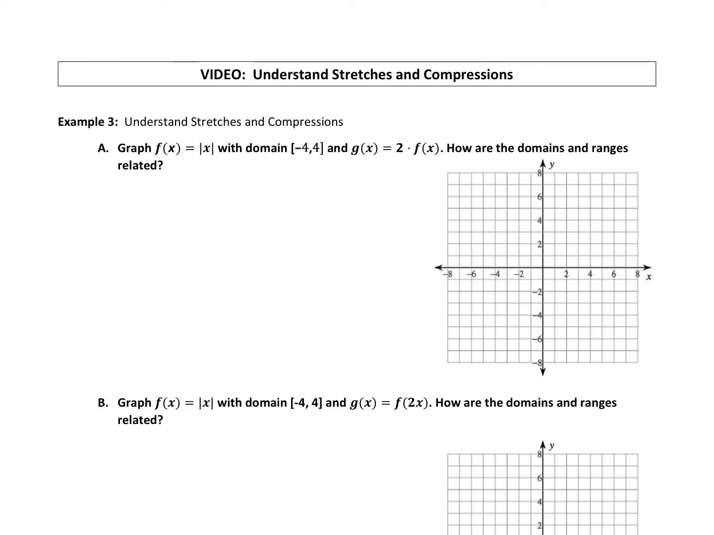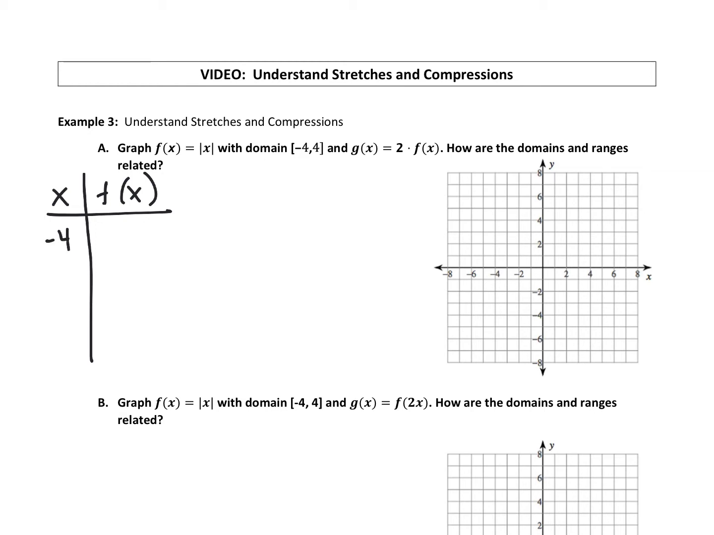All right, let's take a look at our stretches and compressions. We need to graph f of x equals the absolute value of x. So I'm going to do that in a table. Here's our x value. Here's what we get back with f of x, which is the absolute value of x. And they gave us a domain from -4 to 4. Remember, that domain is your input, it's your x values.